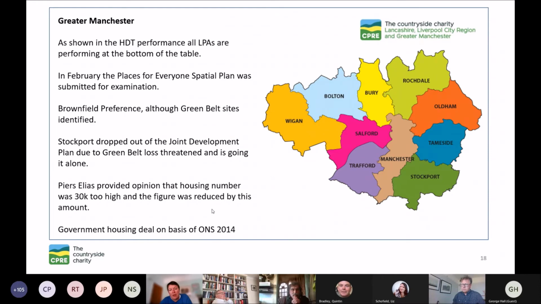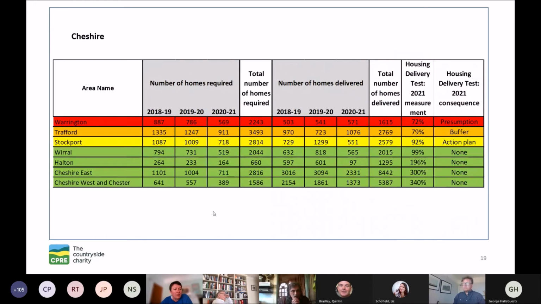But CPRE will work. And again, I think the issue of affordability is something that we need to deal with. So if you could, next slide, Andrew. And again, Cheshire, there's a slide there.